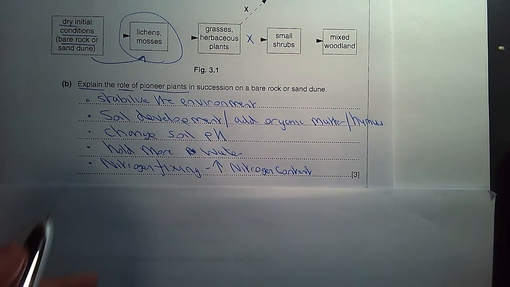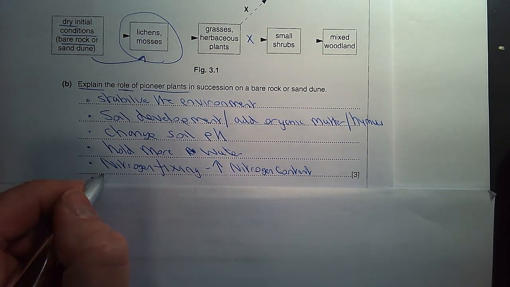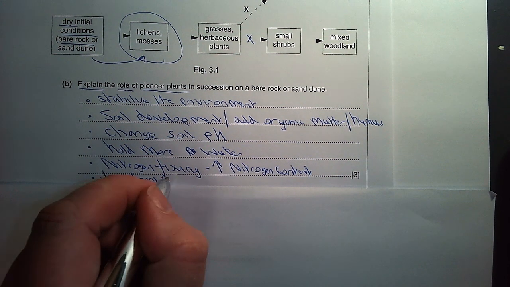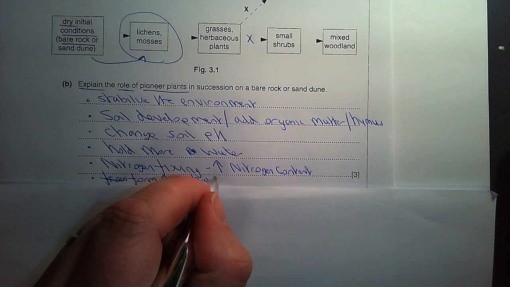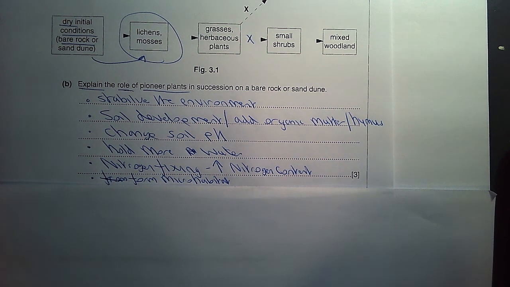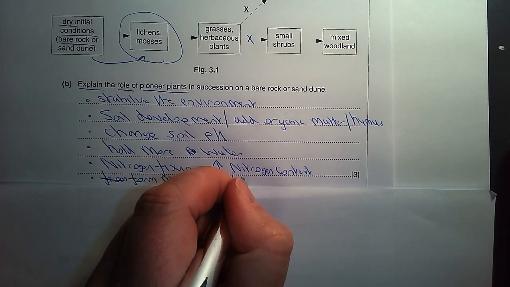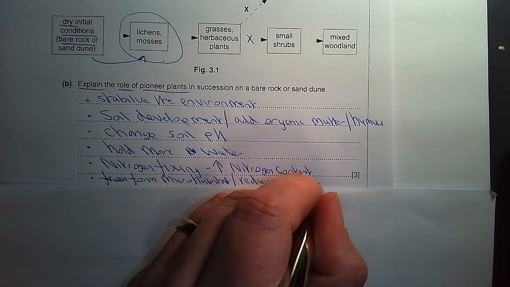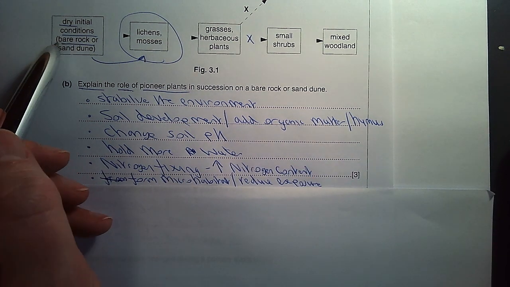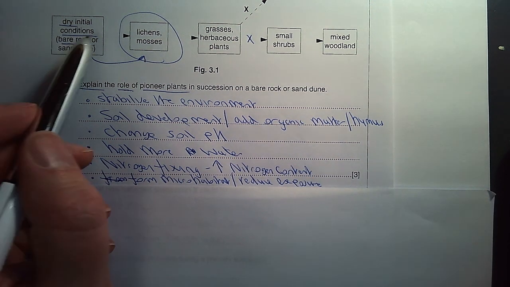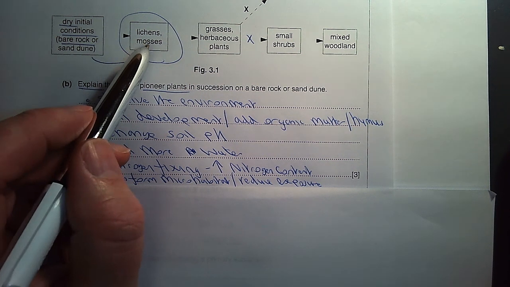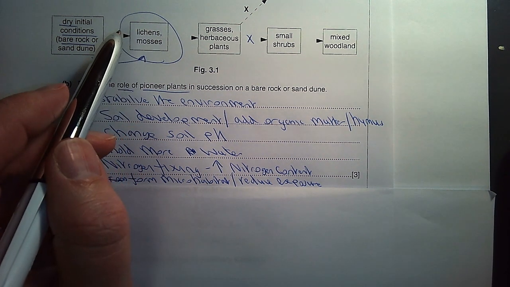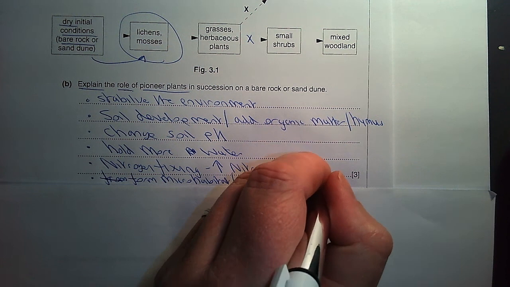And the final thing that they'll do is they'll form a microhabitat, which will reduce exposure. If you're a plant trying to grow on bare rock or sand dunes, you're very exposed. The pioneer species will make a microhabitat in that area. There's reduced exposure. Provide shelter.